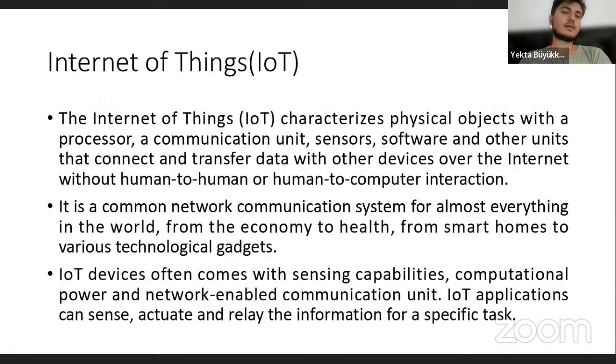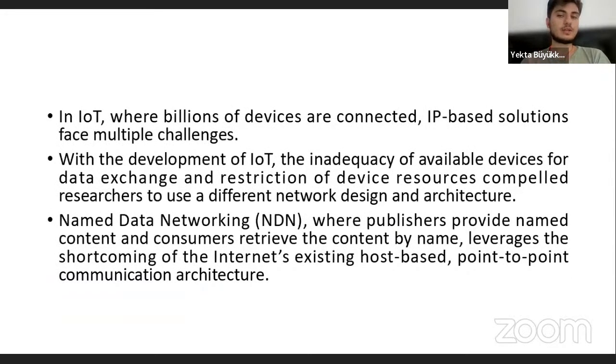In IoT, where billions of devices are connected, IP-based solutions face multiple challenges. As you know, we are using IPv4. Actually, we are transitioning to IPv6, but we are using IP-based solutions right now in the world. With the development of IoT, the inadequacy of available addresses for data exchange and the restriction of device resources compelled researchers to use a different network design and architecture. As you know, there are a limited number of devices that can have an IP address. In IPv4, I think it's 2 to the power of 32, if I'm not mistaken, but it's limited.